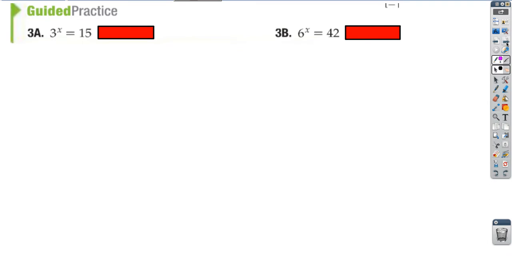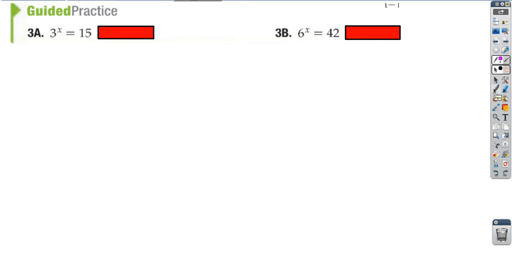Alright, let's do one more of these. Let's do number 3b right here. So same thing, we do not want to divide by 6. 42 divided by 6 is 7, but 6 to the 7th is clearly not 42. It's a much bigger number than that.